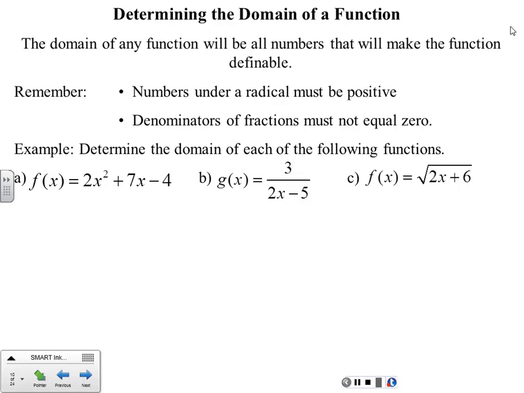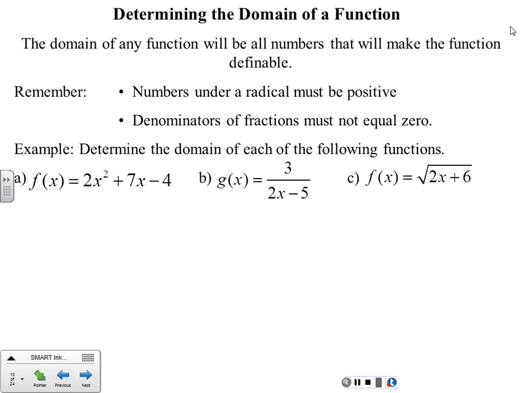So what we're going to do is pick back up with basically domain. And when you hear me say the word domain, immediately in your head you think x values. Okay, so to determine the domain of the function, when I ask you to tell me the domain of the function, you're going to tell me every single x value that you can plug into a function and that function still be defined.